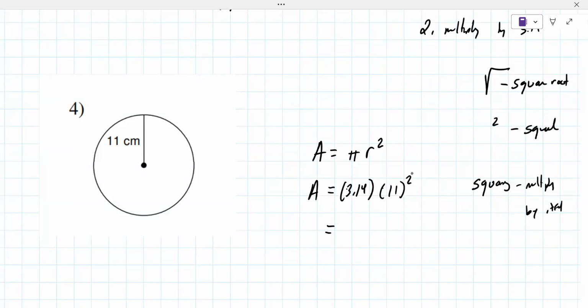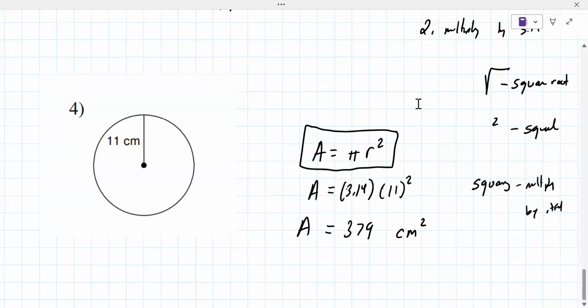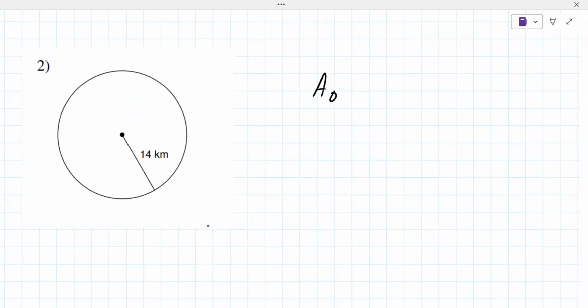So 121, and then multiply by 3.14. So it'd be 379.94 centimeters. Okay, so let's just say 379. Now the area is always centimeters squared. So you have a couple of formulas here. Let's have you do one on your own. I'll give you one more circle here. I just want you to calculate the area of the circle, which is pi r squared.